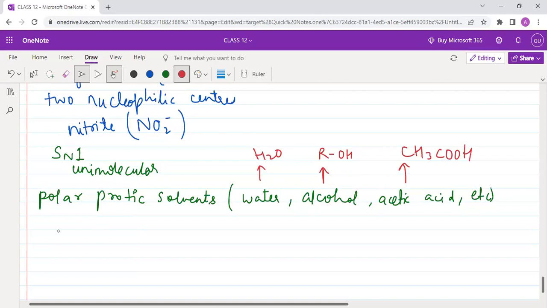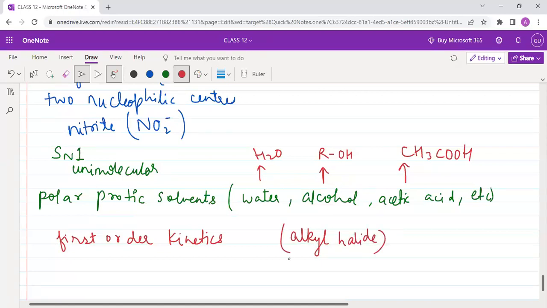And it follows first order kinetics. That means it depends only on the concentration of one reactant, and that reactant is the alkyl halide. It does not depend upon the concentration of the nucleophile. It takes place in two steps. This you should remember, just simple points about it.